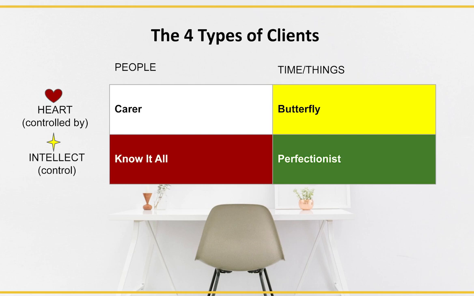You can see those things in the way they dress. The perfectionist is more organized in the way they dress. The handshake is more controlled, whereas the carer is more soft and gentle. They speak more softly. And the know-it-all is firm and hero-warriorish, and the butterfly is just fun and smiley and giggly a lot of the time.